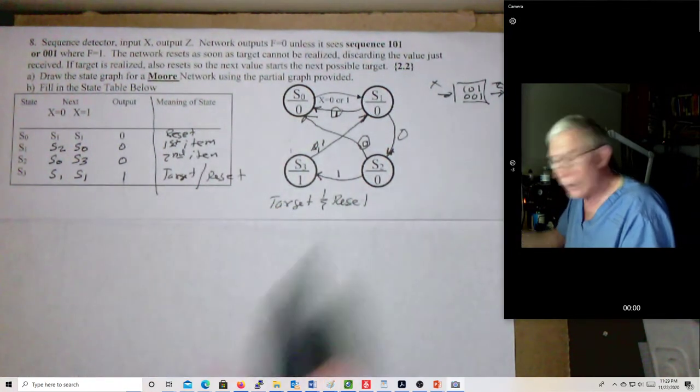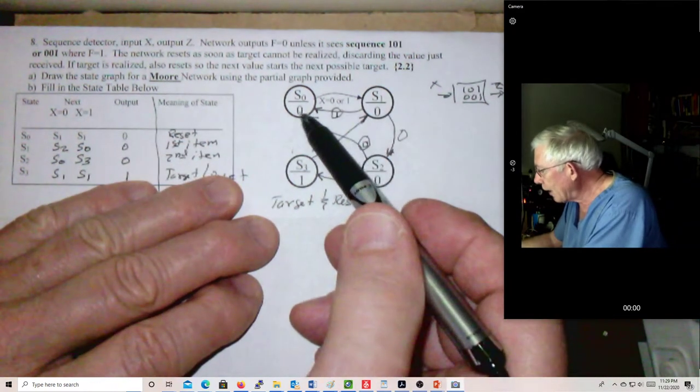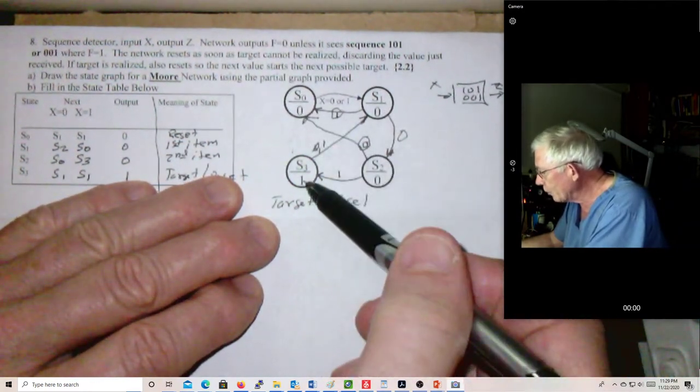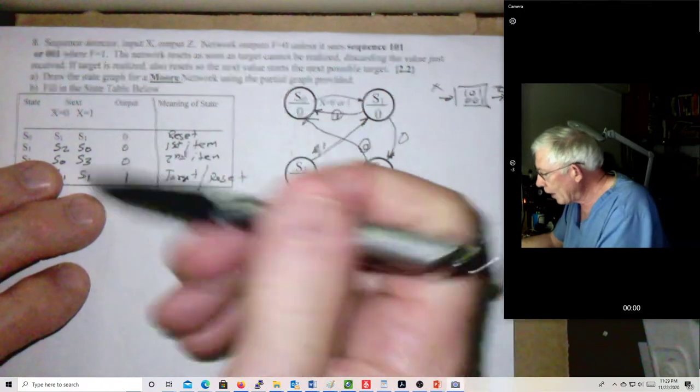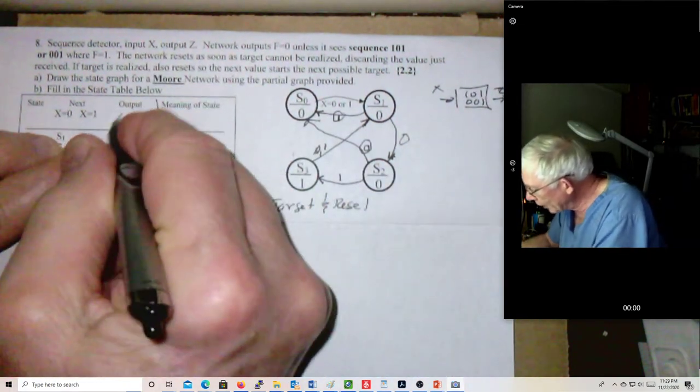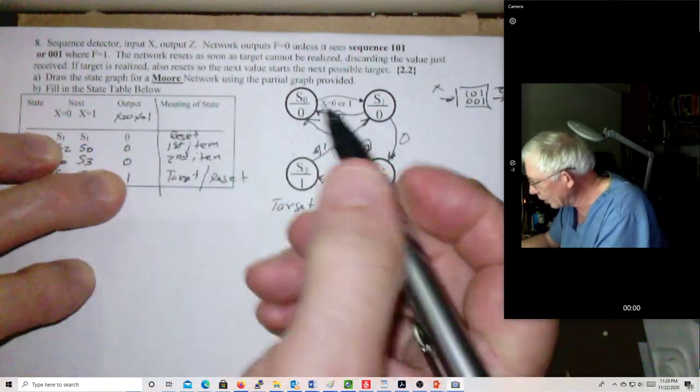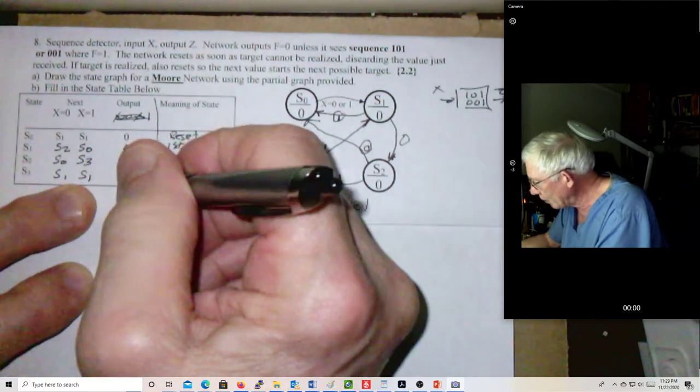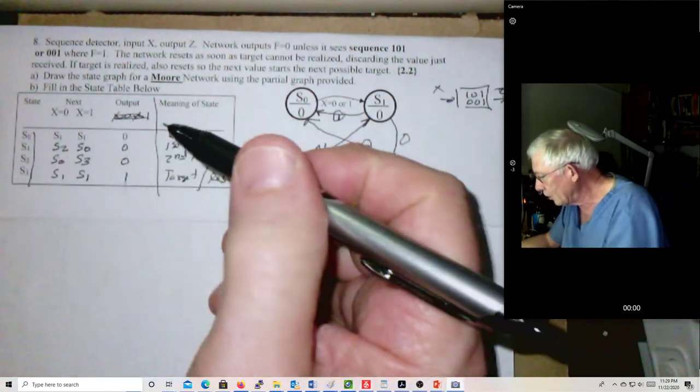Now remember, it's a Moore. Because it's a Moore, the outputs are associated with the nodes. The output does not depend on x. There's no x equals 0, x equals 1 column here. There's just a single output because it's directly associated with the state.